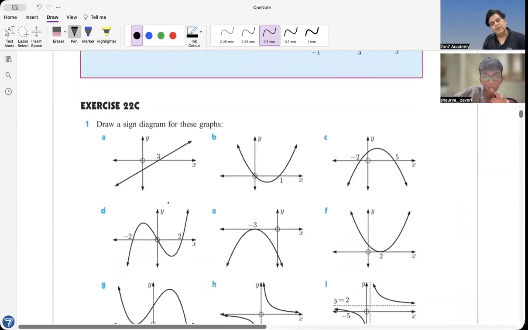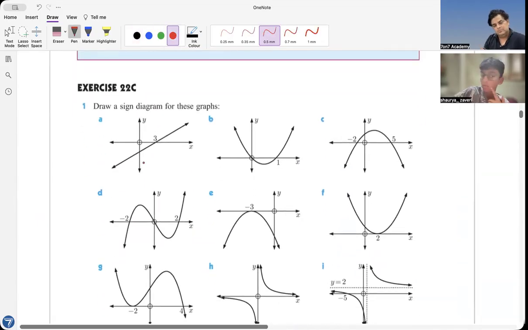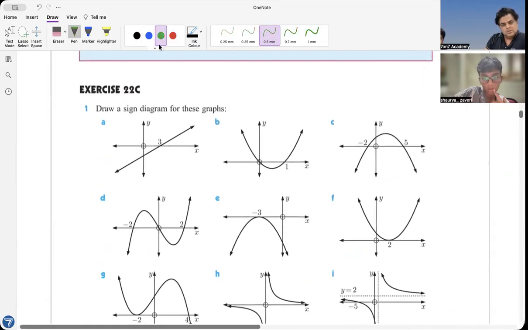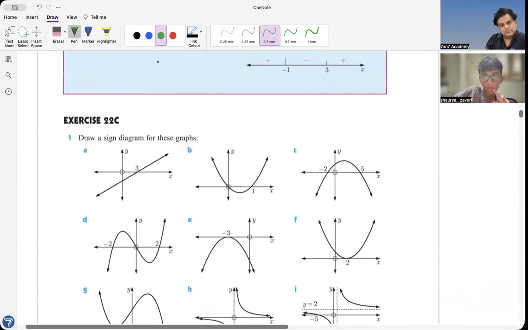What is the sign of the y value here? Tell me. On this side, what is the sign of the y values? The top side is positive, right side positive, left side negative. Sign of y value. And in this one, here negative, here plus, here plus, here negative, here negative. In this case, here plus, here negative, here negative, plus, and the left side negative. In this case, negative, negative, negative.